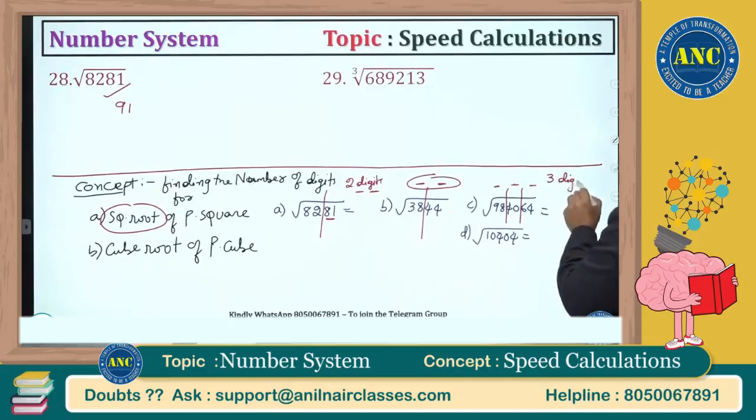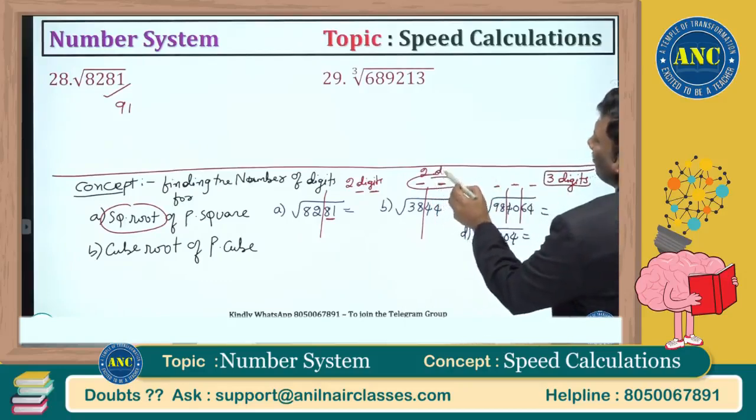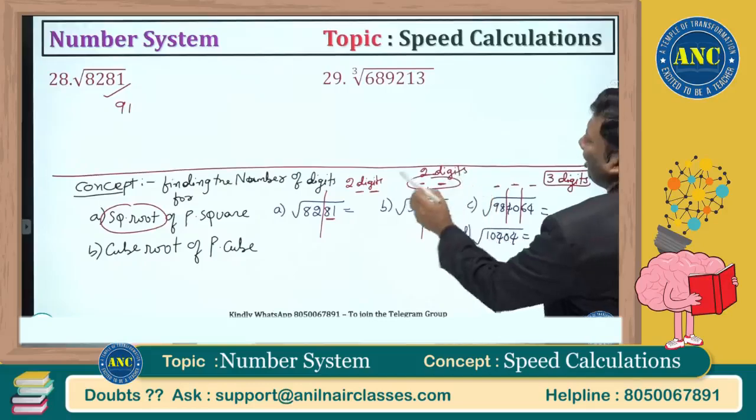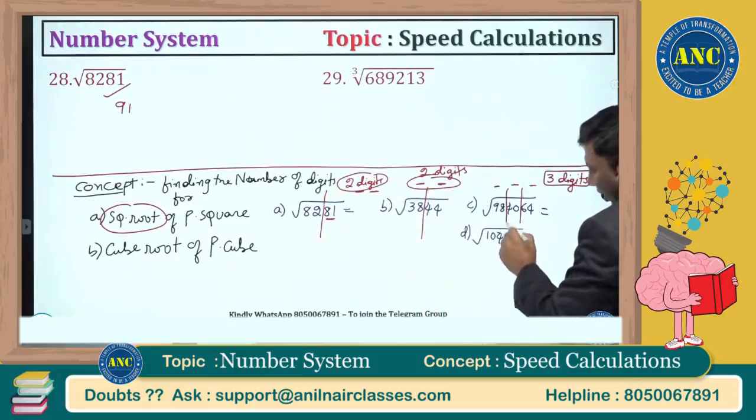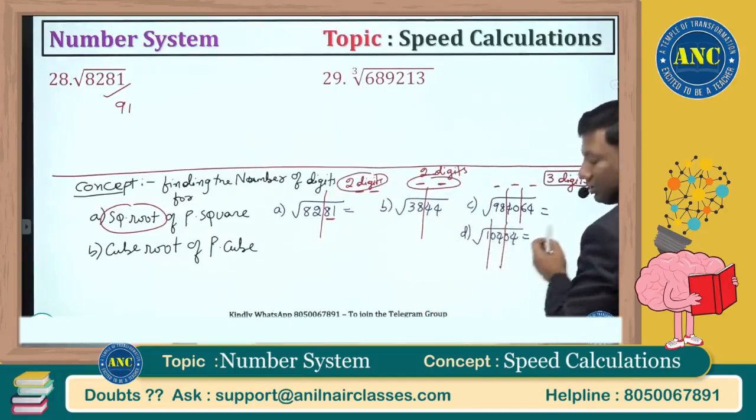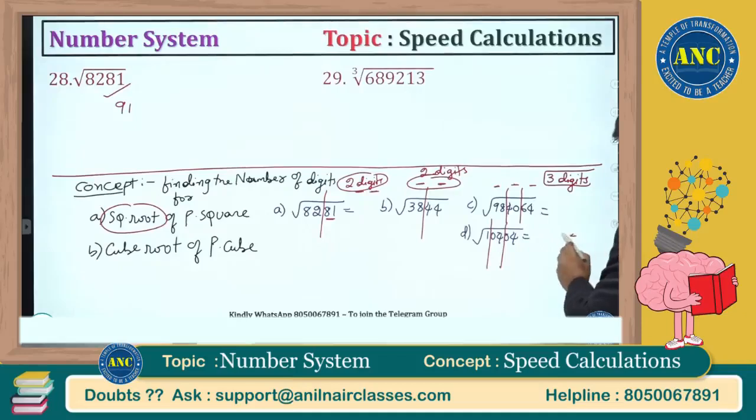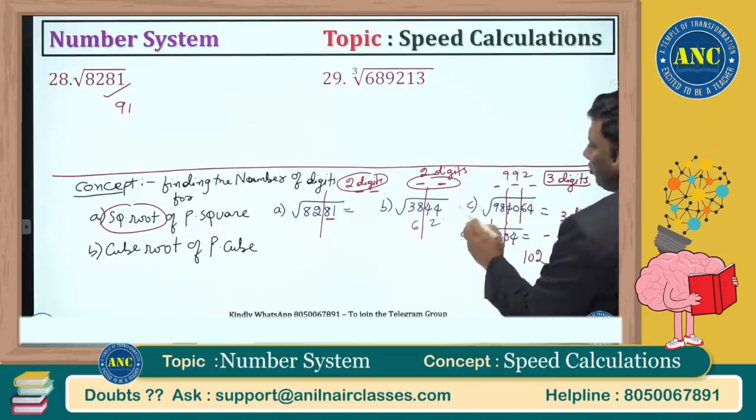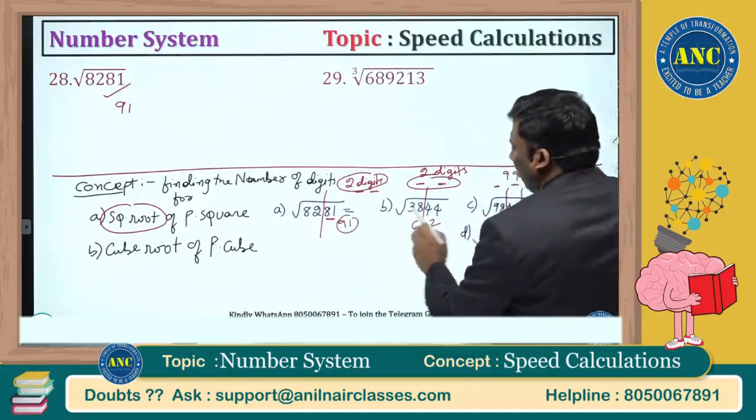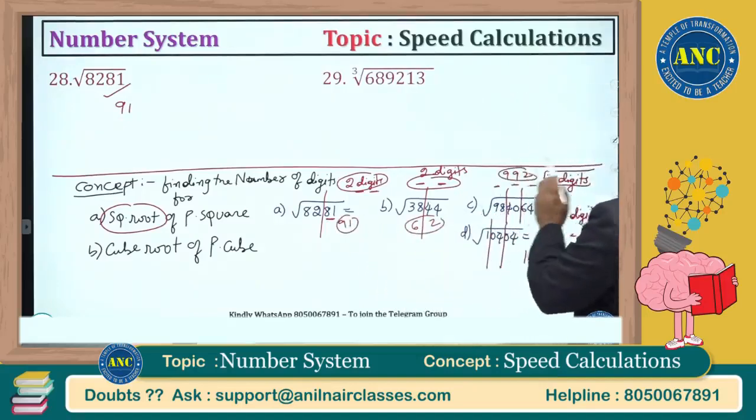Answer will have 3 digits. Answer will have 2 digits. Last question, if you see, start from rightmost. Take a group of 2 digits. 04, and the remaining digit 1 can be written as 01. Last one answer is 3 digits. In case you want to check, these are 102, 992, 62, and 91. Number of digits are matching with the answer.